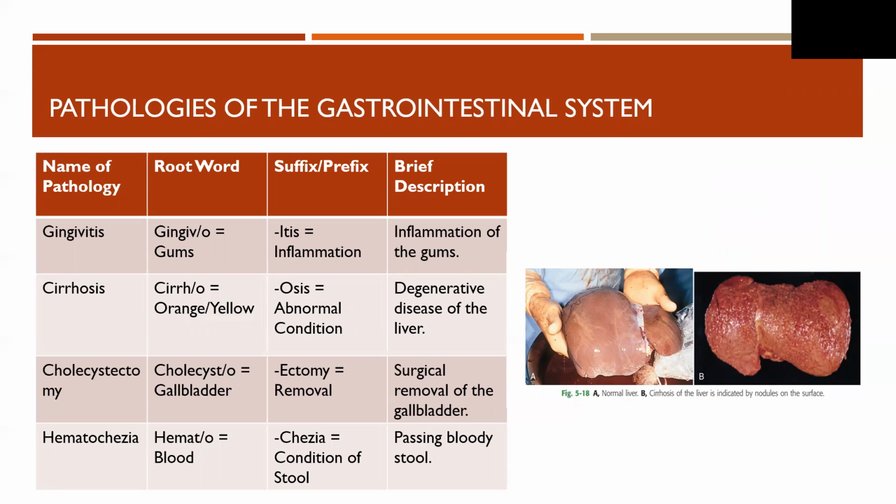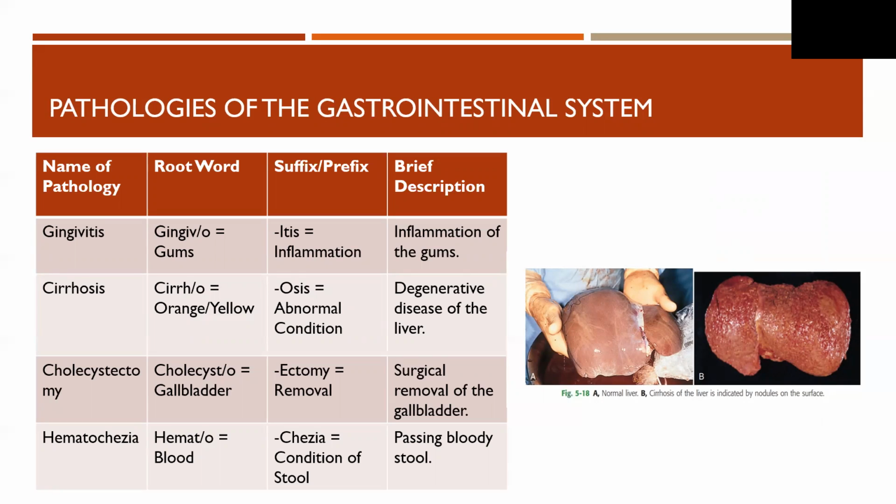So next we have cholecystectomy, which is an operation where the gallbladder is removed. So cholecysto means gallbladder, and ectomy is the surgical removal of. This procedure was actually done a few years back by my mom when she had gallstones.